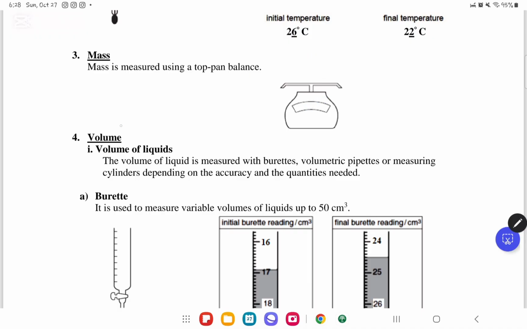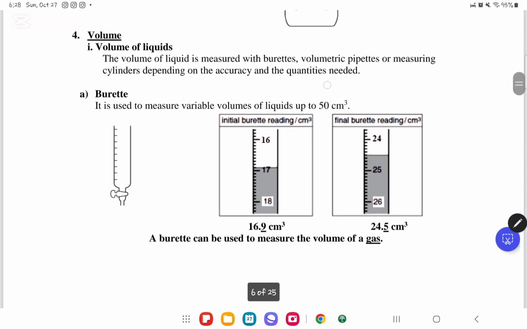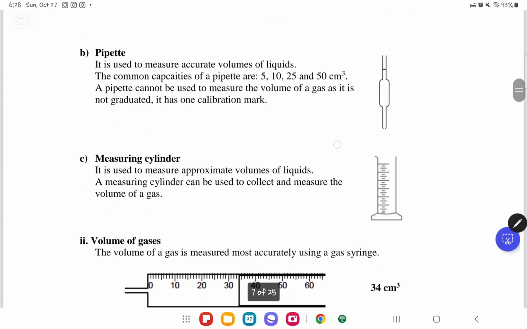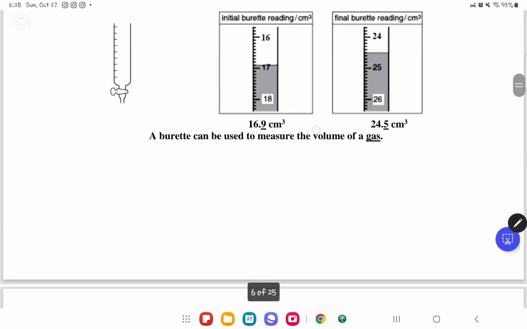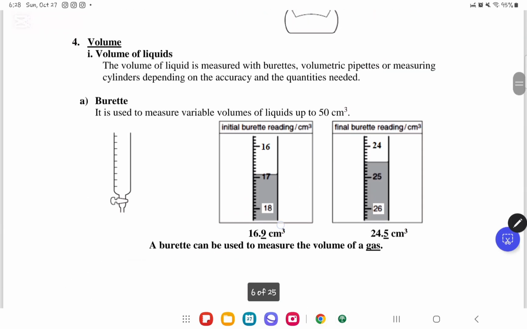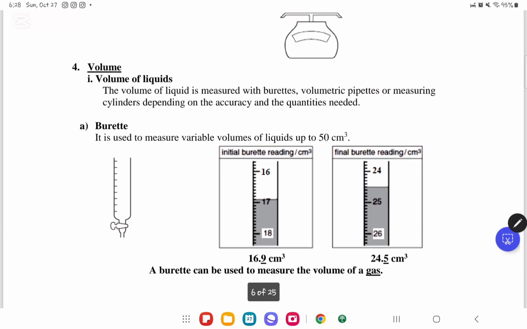Now, number 4, we're going to be measuring volumes. To measure the volume of a liquid, you have many ways. You have burette, pipette, measuring cylinder, okay? And the volume of gases is different. So now let's talk about the volumes of liquid. So, when we're talking about liquids, you have 3 ways of measuring the volume.